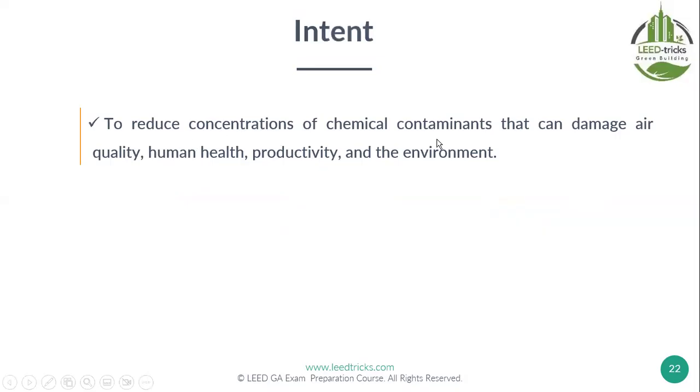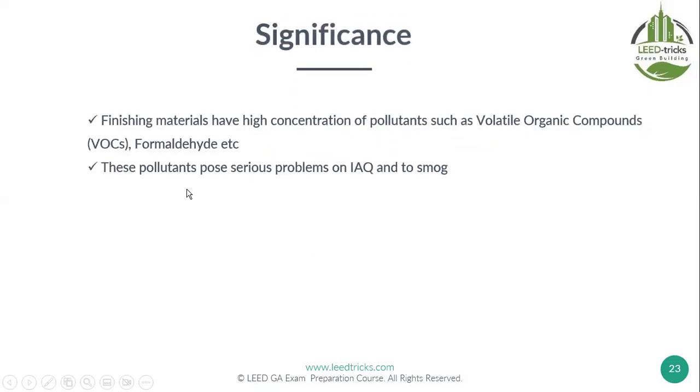So we need to reduce the chemicals. These finishing materials sometimes have chemicals. They are emitting some components that are damaging or have an effect on health and air quality. How? Let's see. Finishing materials have high concentrations of pollutants such as VOC, we call it VOC, volatile organic compounds, and formaldehyde.